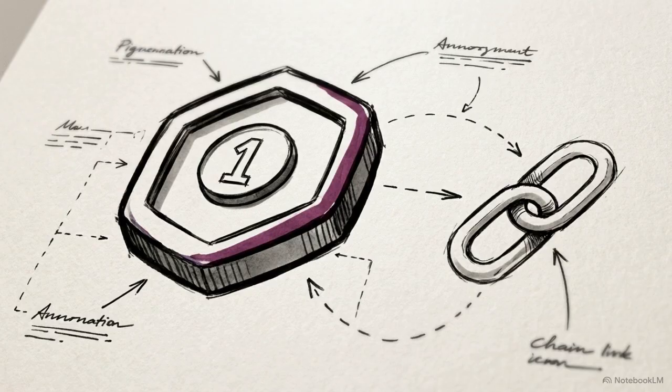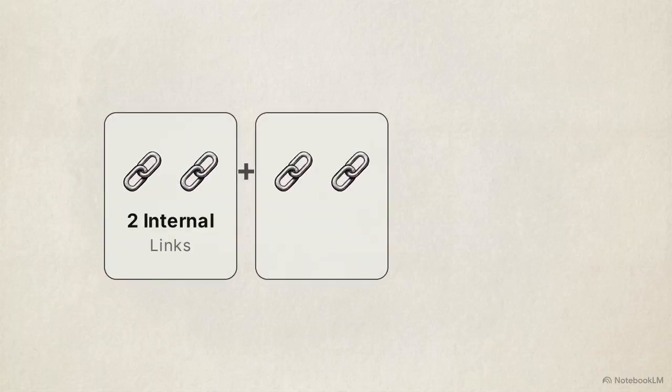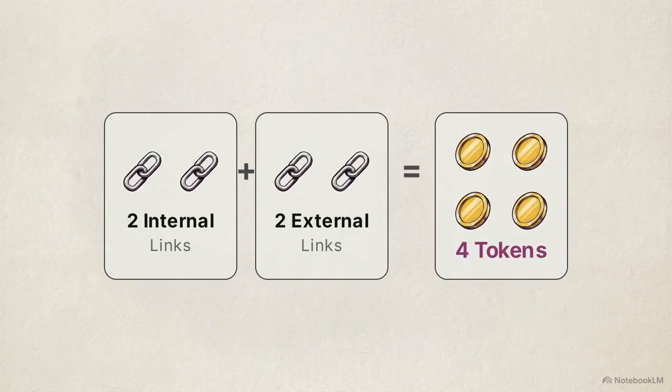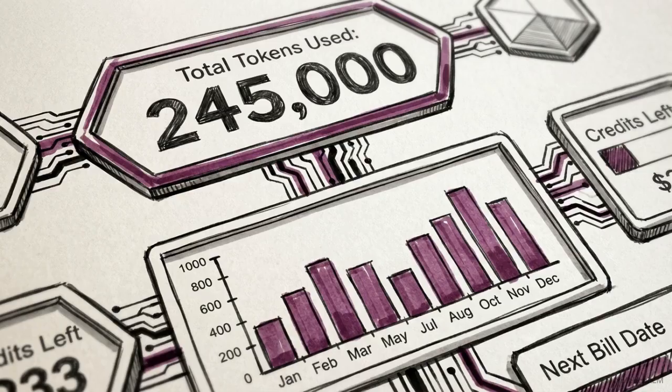The system uses a simple token-based model. Each link that is successfully inserted into a post costs exactly 1 token. If you set a scan to include 2 internal links and 2 external links, each post processed will cost exactly 4 tokens. This provides a clear way to manage your total SEO expenditure.